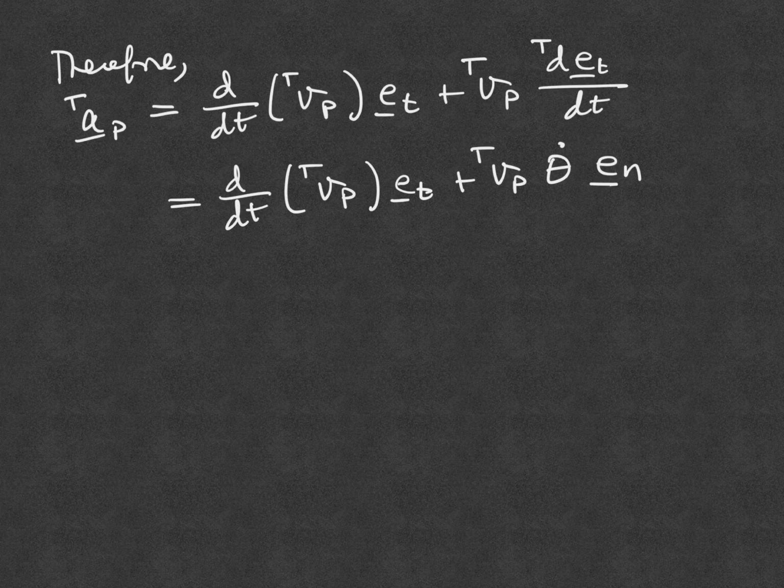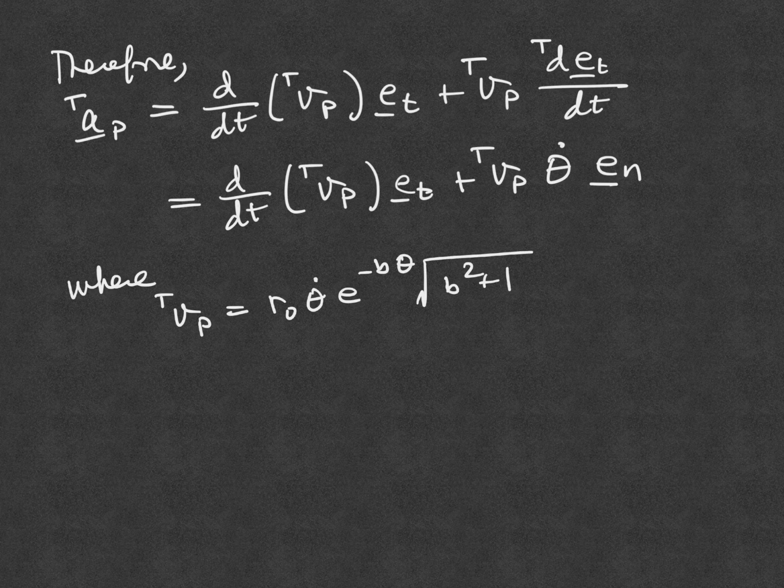So in this last expression we have the speed. Recall that the speed was equal to r0 theta dot e to the minus b theta times the square root of b squared plus 1. So that's the speed that would actually go in here. And we could differentiate this speed if you wanted to, just to get a complete description of what this thing looks like. But it's not really all that necessary, but I'll do it.